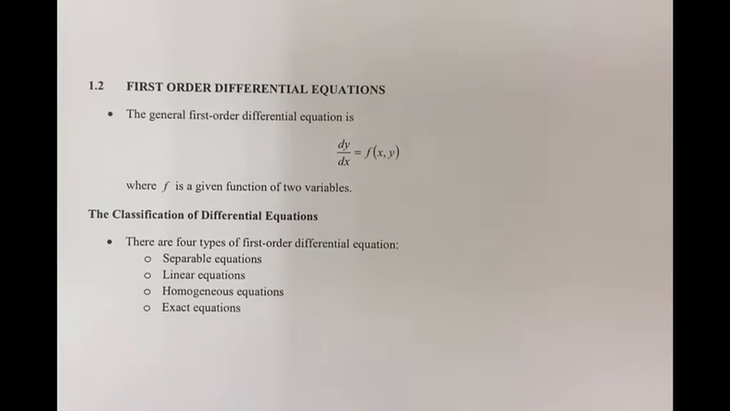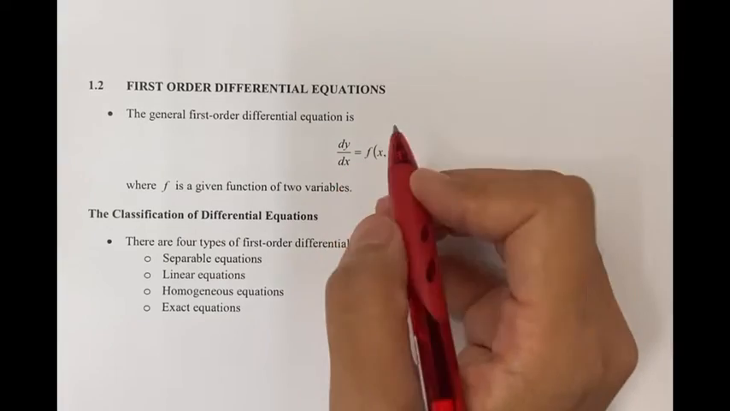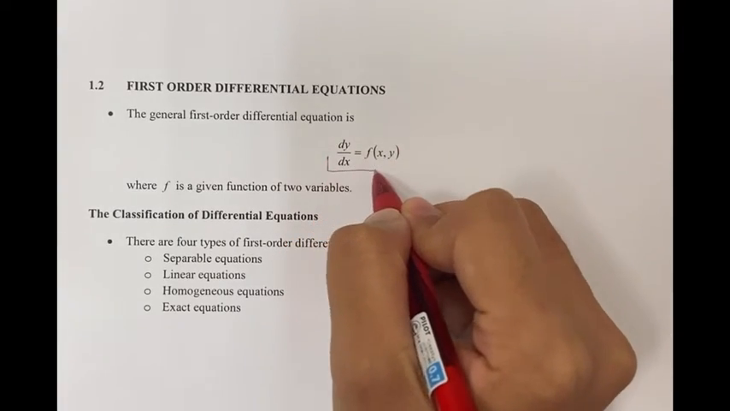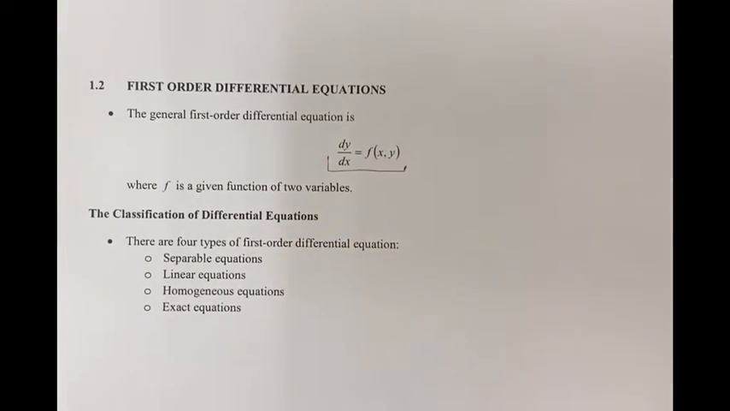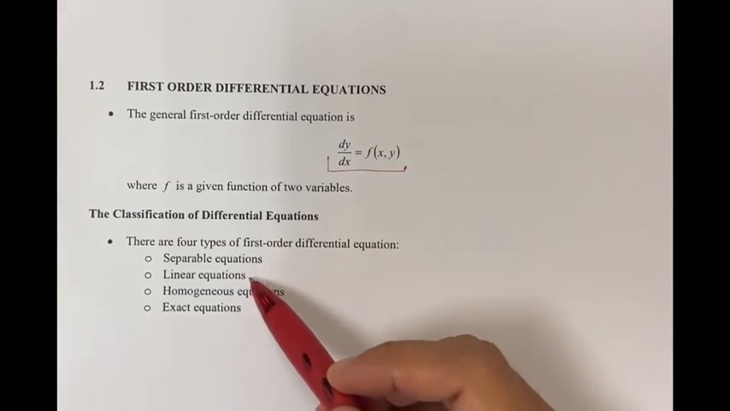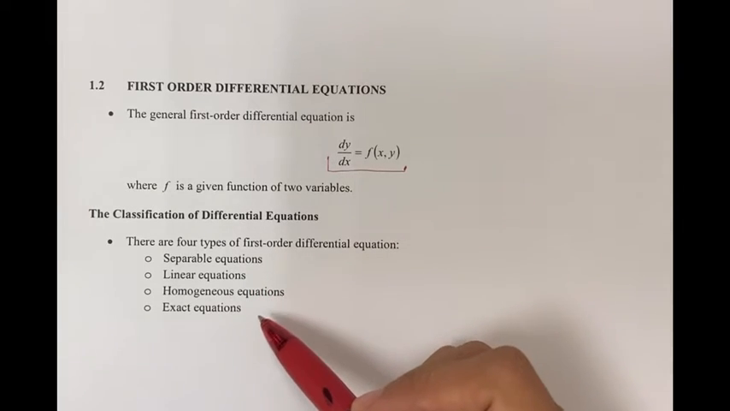The last subtopic for this video is 1.2, first order differential equations. The general form of the first order ODE is dy over dx equal to f(x,y). f(x,y) is a two variable function. For the classification of differential equations, we have four types of first order ODE: separable equations, linear equations, homogeneous equations, and exact equations.